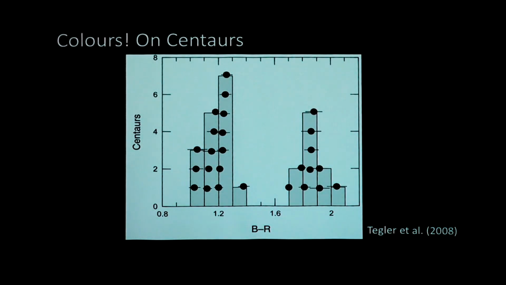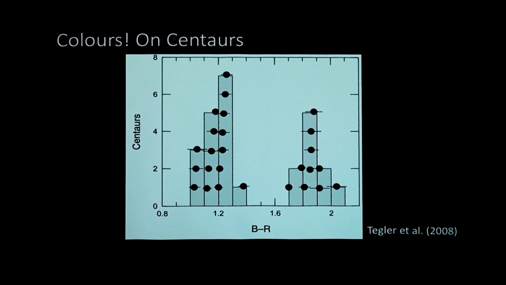And so we've been studying the colours of objects in the ASIAA system for a long time. You can see an example here from Tegler et al. 2008 of the colours of centaurs, which show this bimodality in optical colour versus just number. So this bimodality of optical colour we've known about for a while.